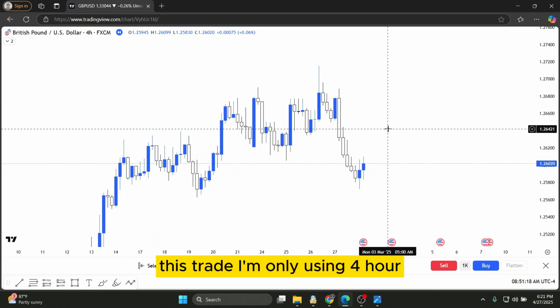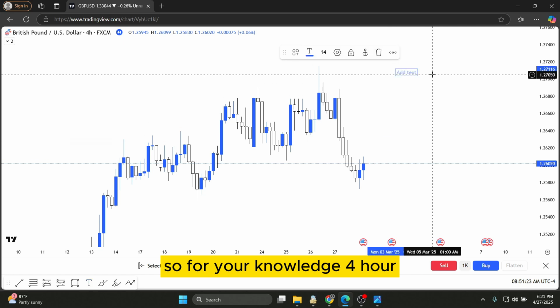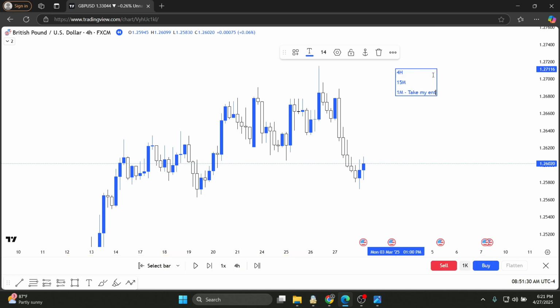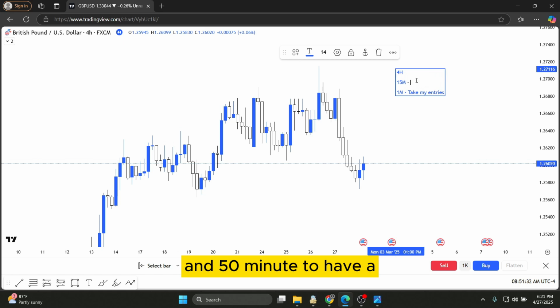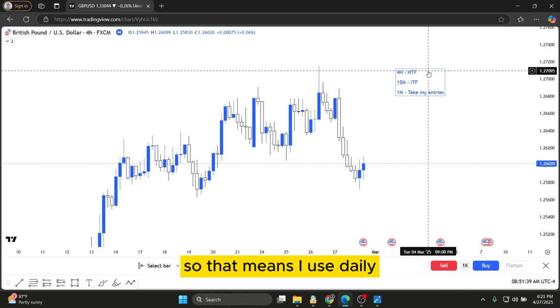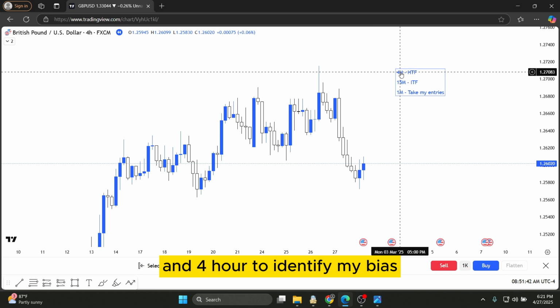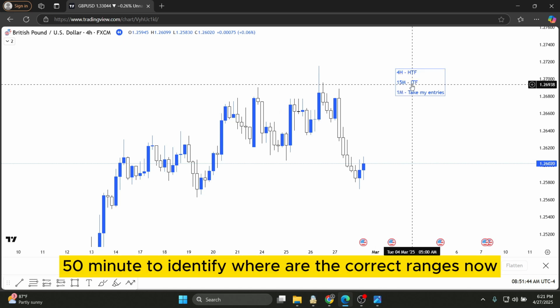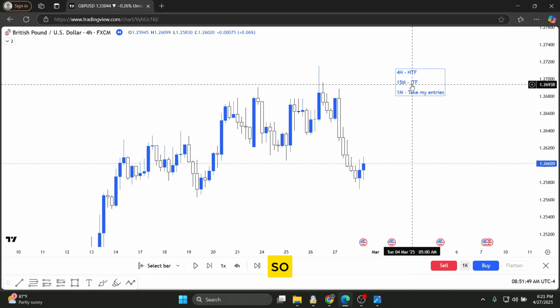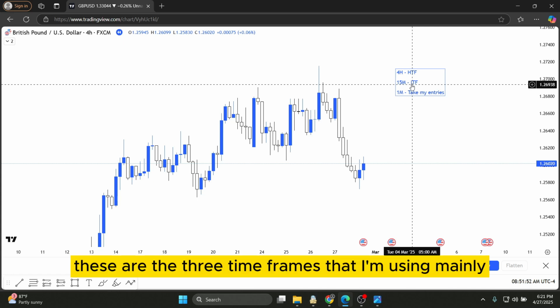And like here, in this trade, I'm only using 4 hour, 15 minute and 1 minute time frames. So 1 minute to take my entries, and 15 minute for intermediate time frame analysis, and my higher time frame analysis is my 4 hour time frame. That means I use daily and 4 hour to identify my bias, 15 minute to identify where the correct range is now, and 1 minute to take my entries. So these are the three time frames that I'm using mainly.